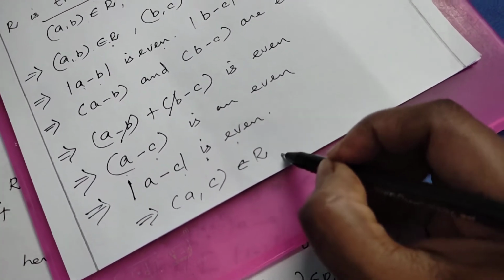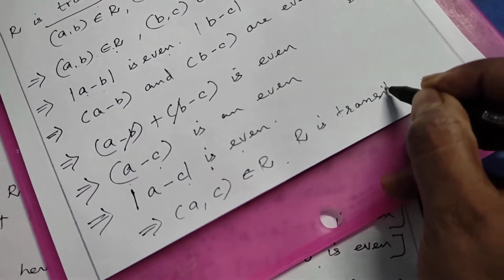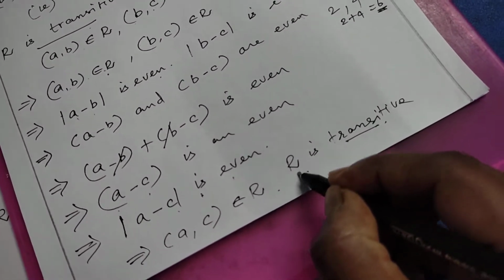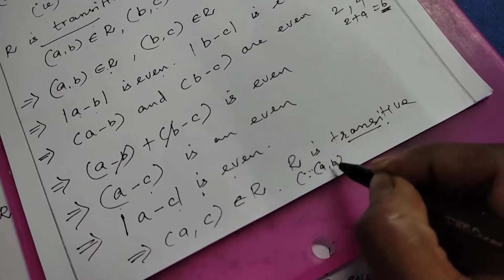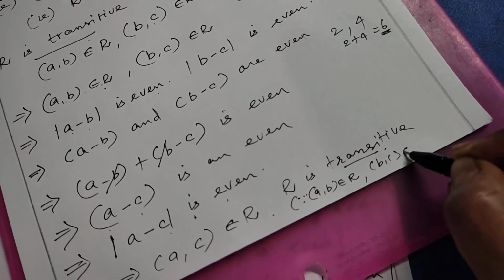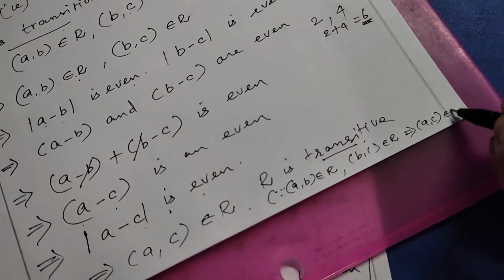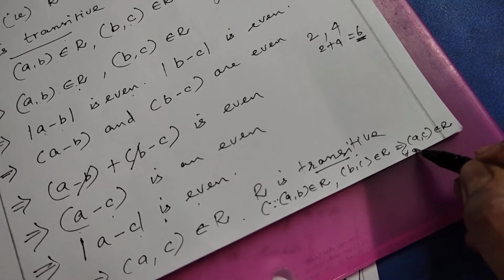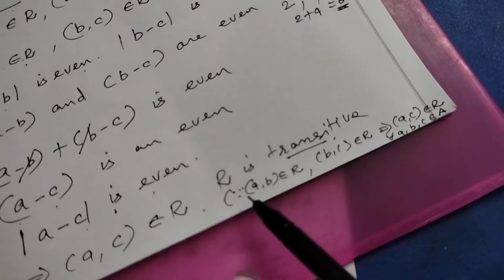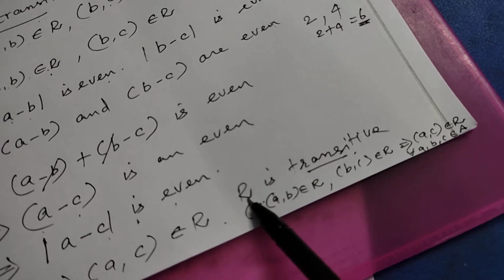Therefore, we proved here that R is transitive. The transitive condition means that if (a, b) belongs to R and (b, c) belongs to R, that implies (a, c) belongs to R for all a, b, c belonging to the given set A. So the transitive condition is satisfied by the relation R.